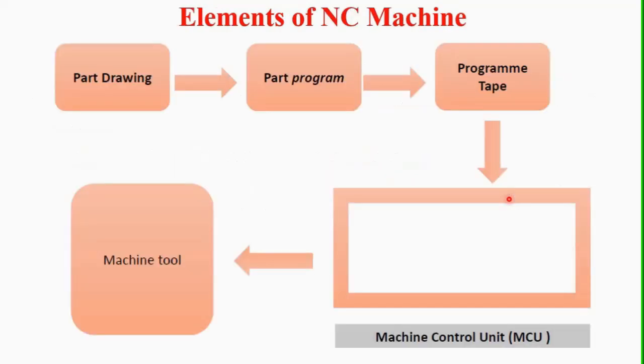Now we will see the elements of the NC machine. An operational numerical control system consists of the following three basic elements. The first element is the program of instructions: part drawing, part program and part program tape. The second is called the machine control unit, or MCU. And the third part is called the machine tool or other controlled process. So we will see these one by one.